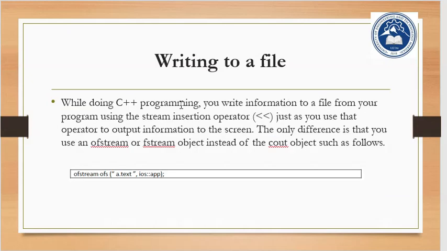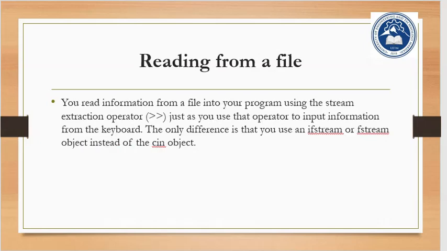While doing C++ programming, you write information to a file from your program using the stream insertion operator, just as you use that operator to output information to the screen. The only difference is that you use an ofstream or fstream object instead of the cout object, as follows. ofstream ofs is the object.